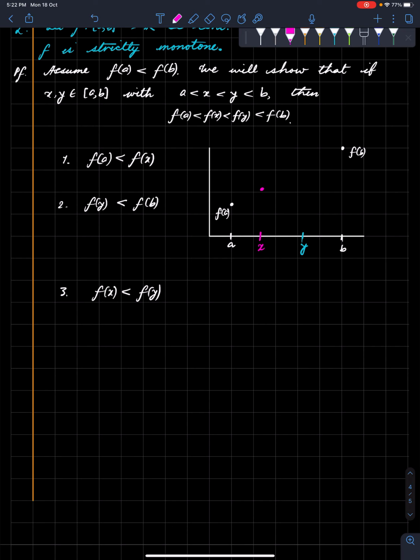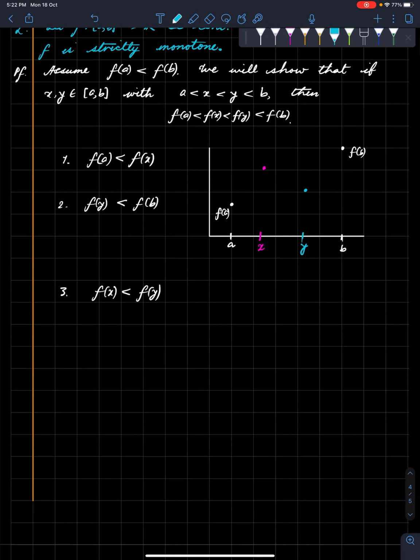And f(y) is, let's say, less than f(b), and we also know that it is also not less than f(a) by the same argument. So both f(x) and f(y) are between these two horizontal lines, and for the sake of a contradiction, let us say that f(y) is less than f(x). f(y) is somewhere here, let's say.